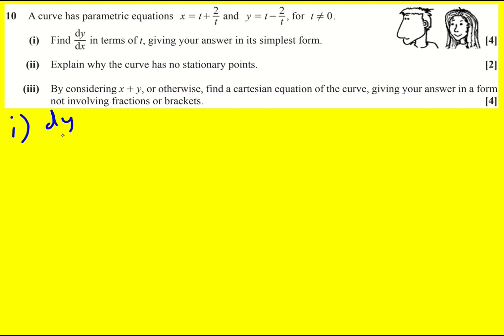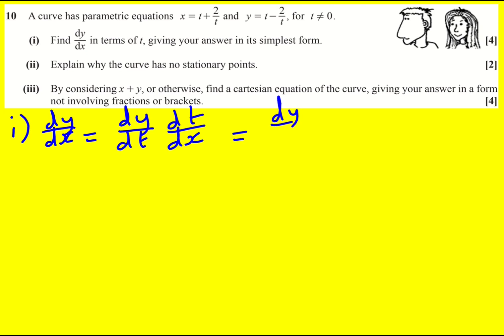First up, we're asked to find dy by dx. And that we can use the chain rule for. So it's going to be dy by dt times dt by dx, because we don't have y in terms of x directly, but we can do it through this relationship. Now, dt by dx is actually 1 over dx by dt, so we can turn it around to be dy by dt over dx by dt.